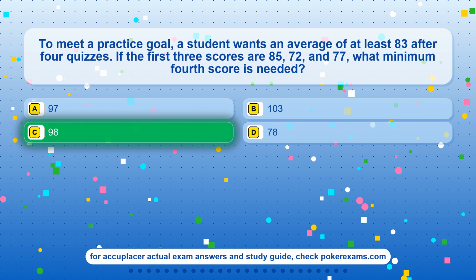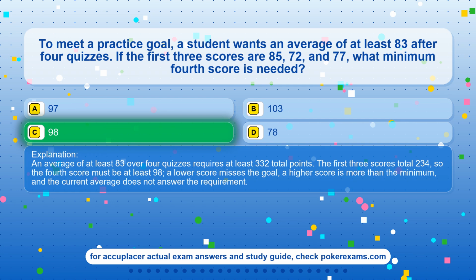The correct answer is option C, 98. An average of at least 83 over 4 quizzes requires at least 332 total points. The first 3 scores total 234, so the 4th score must be at least 98. A lower score misses the goal, a higher score is more than the minimum, and the current average does not answer the requirement.